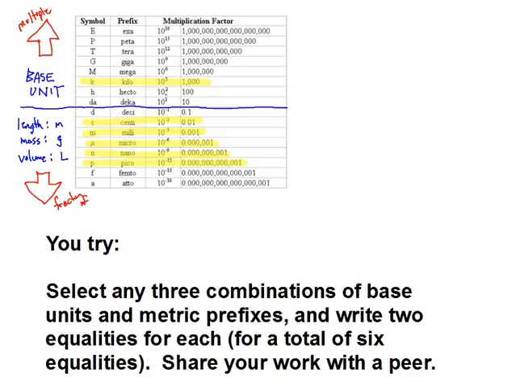Now you try. Select any three combinations of base units and metric prefixes. We had just done 2 examples of this. Write 2 equalities for each one. This will be a total of 6 equalities. It's important to share your work with a peer. Get feedback.